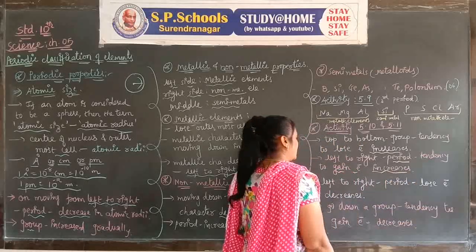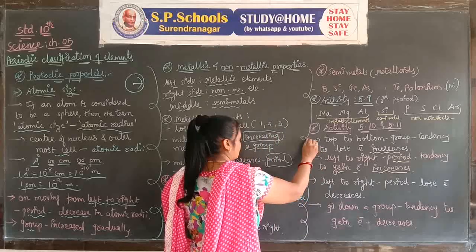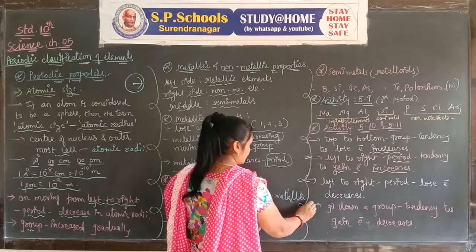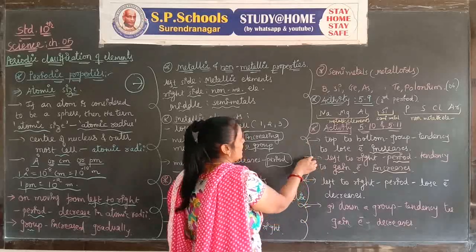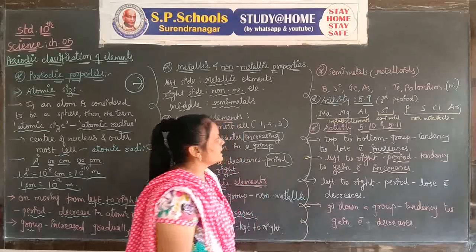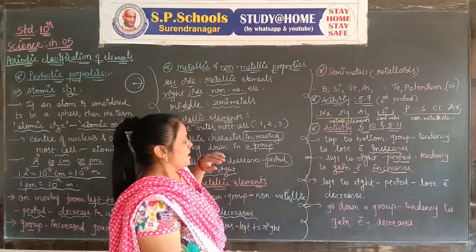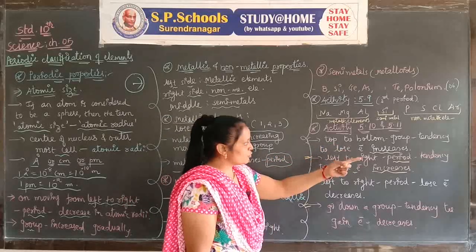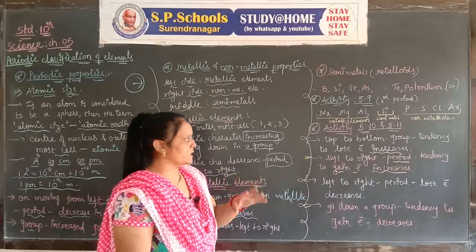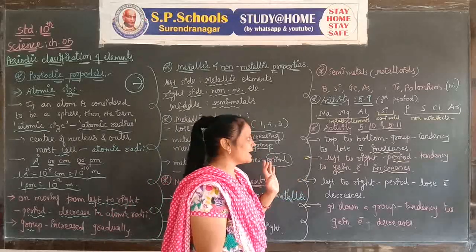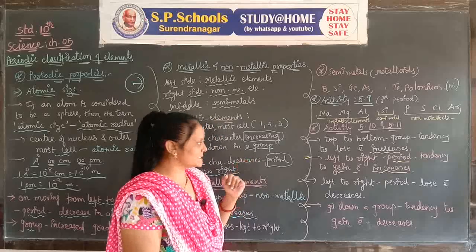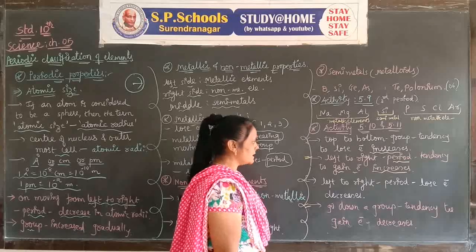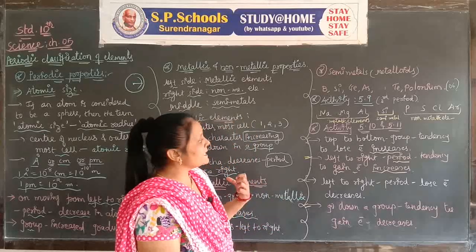Here are activity 5.10 and 5.11: questions 1 and 3 in 5.10, and 2 and 4 in 5.11. Let's see again. When we go top to bottom in a group, the tendency to lose electrons increases. While we go left to right in a period, the tendency to gain electrons increases.